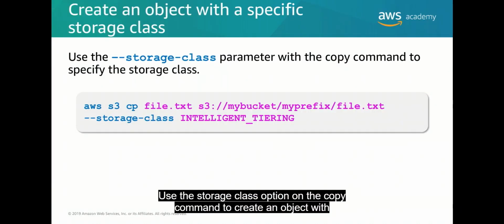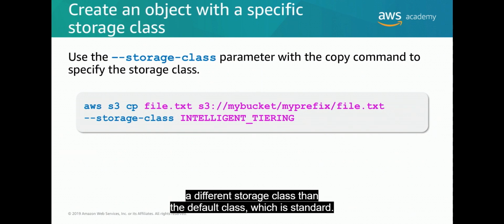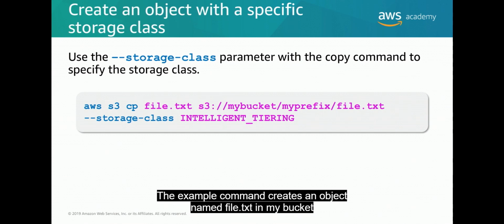Use the storage class option on the copy command to create an object with a different storage class than the default class, which is standard. The example command creates an object named file.txt in myBucket under the myPrefix with a storage class of intelligent tiering.